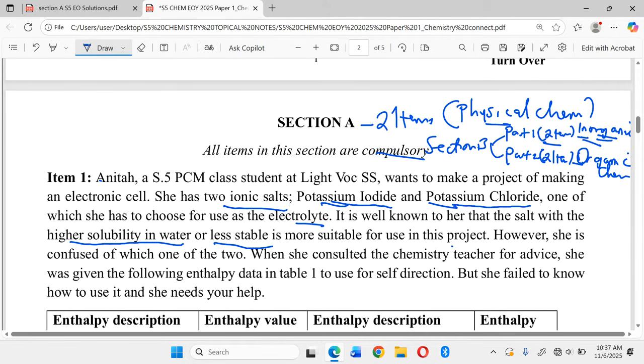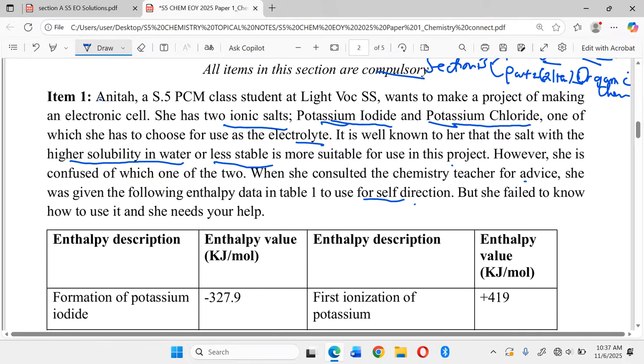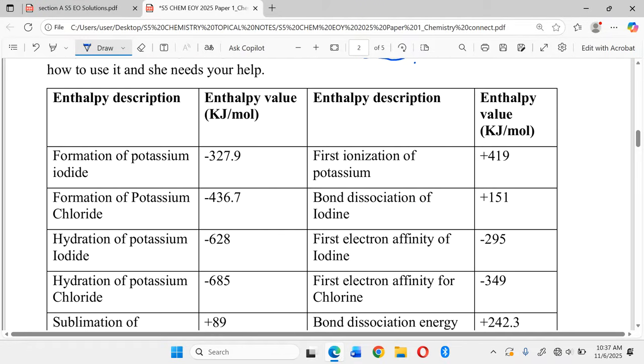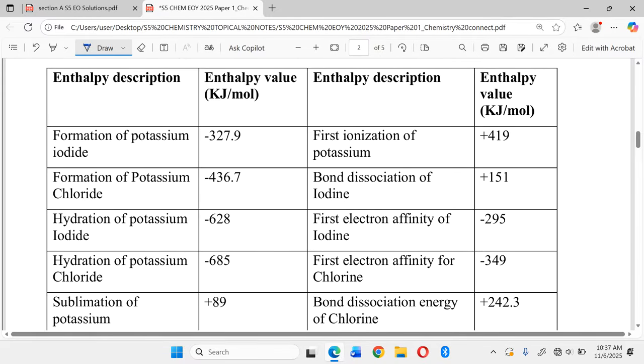Okay, let's continue. When she consulted the chemistry teacher for advice, she was given the following enthalpy data in table 1 to use for self-direction. But she has failed to know how to use it, and she needs your help. So here is the table showing the data that was given to her. That is the table showing all the data.